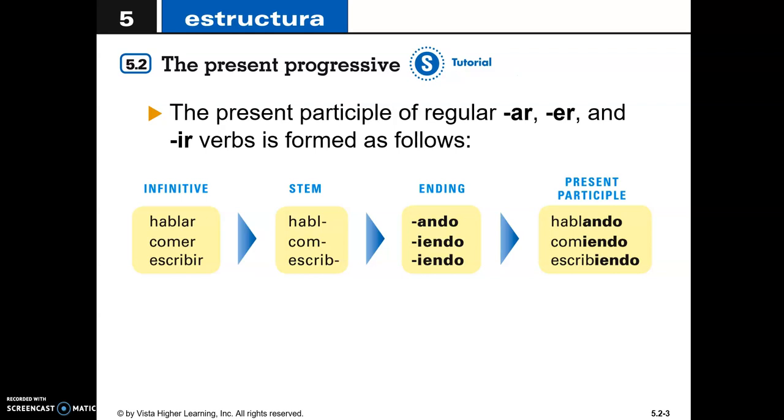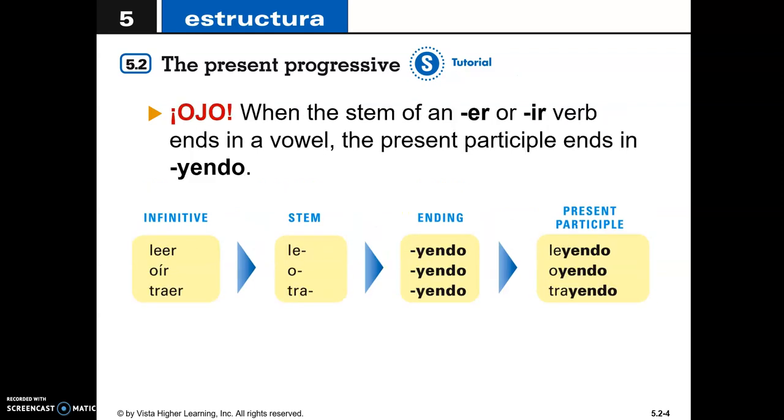Okay, so you can see we went from hablar to hablando, comer to comiendo, and then escribir to escribiendo. Remember that what you see on the right-hand side is simply the present participle. In order to make it present progressive, you must have estar in front of it.